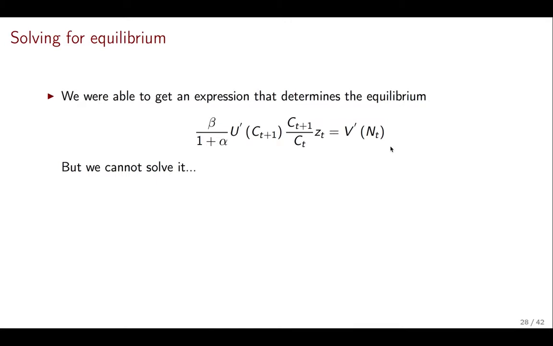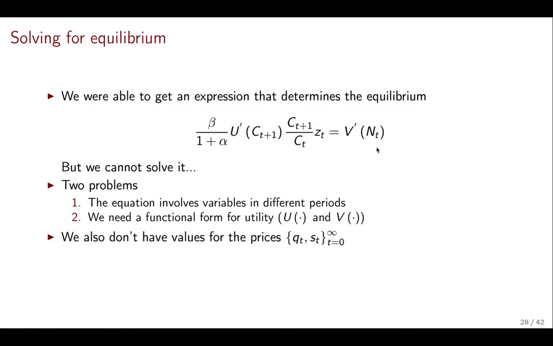Of course, once we replace ct for its equivalent in terms of output. But we cannot solve it. We cannot solve it, and there are two reasons. One is the equation involves variables in different periods. We don't know what to do about that. The second one is we need a functional form for the utility of consumption and this utility of labor to actually be able to solve it by hand. Now, we won't do much about the second one, but we can definitely solve the first one. Before we do that, let me just notice that we also don't know Q and S.